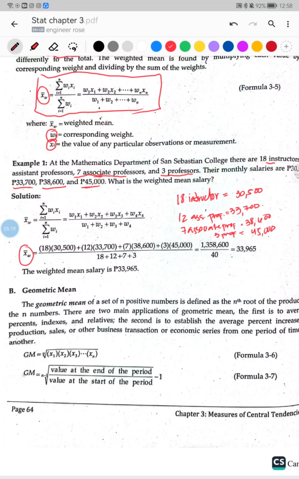So, 18 instructors times 30,500, plus 12 assistant professors times 33,700, plus 7 associate professors times 38,600 salary. Then, the last one is 3 professors, whose salary is 45,000. So, multiply one by one, and then add.